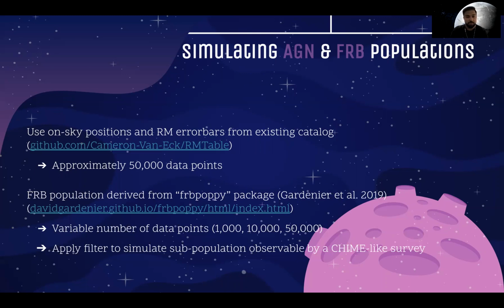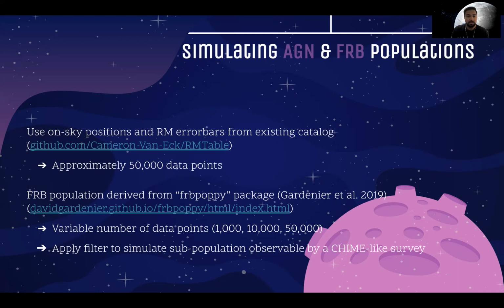For the FRB population, there's a nice little package that we use called FRB Poppy. And what that lets us do is create FRB data sets with a variable size. So we create a data set of the smallest being 1,000 FRBs, which should represent the very near future of how many FRB observations we would have. And then to the largest data set of about 50,000 FRBs, which would match how many AGN observations we roughly have at the moment. And what we can also do with this package is apply a filter that would simulate a subpopulation of FRBs that would be observable by a certain radio survey.